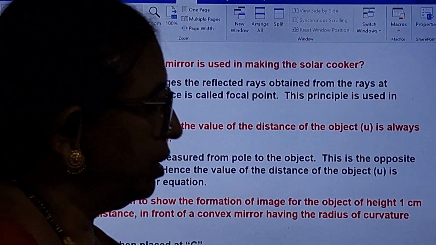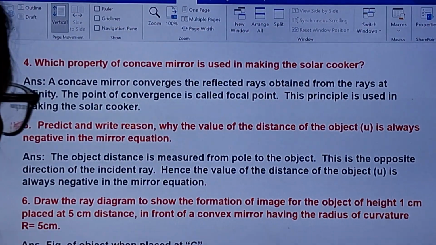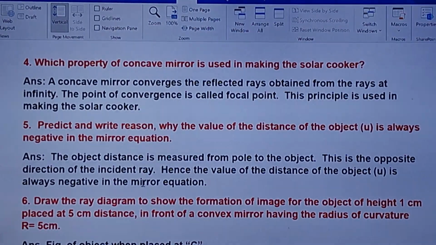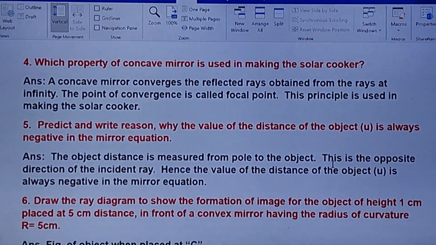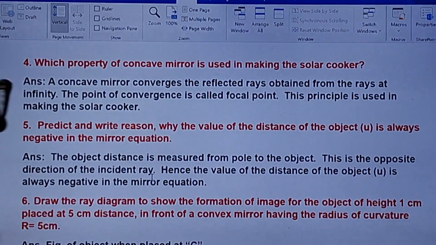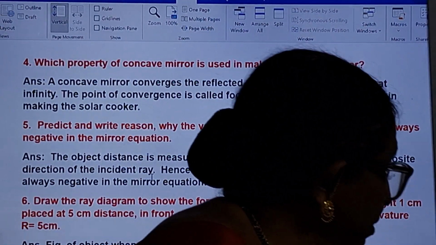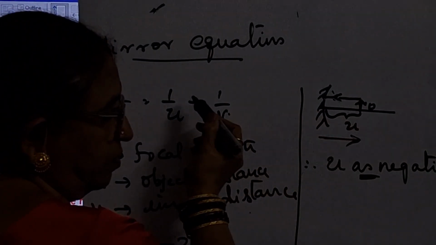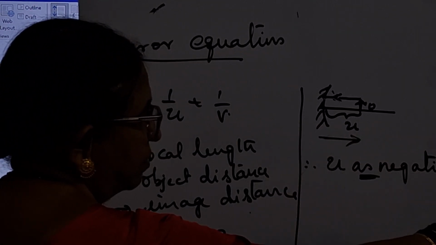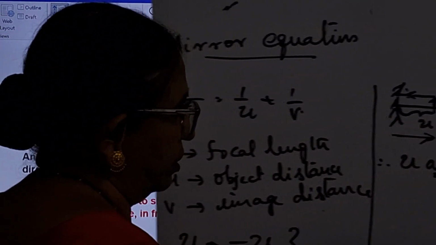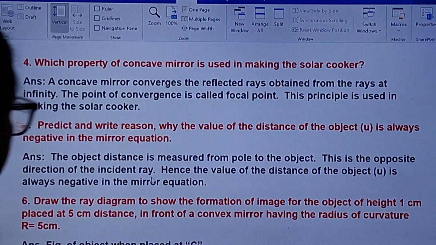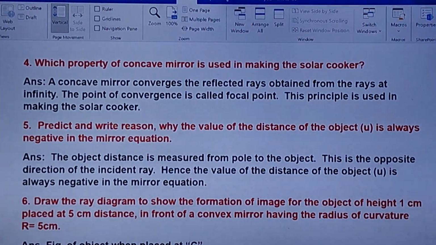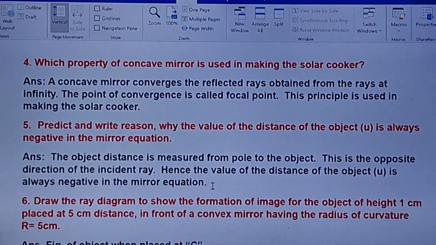The same answer is given here, children. So let us go through it. The object distance is measured from the pole to the object. This is opposite to the direction of the incident ray. I told you, this is opposite to the direction of the incident ray. This is the direction of the incident ray and you are measuring in this direction. Both of them are opposite. So, opposite to the direction of the incident ray. Hence, the value of the distance of the object, u, is always negative in the mirror equation.